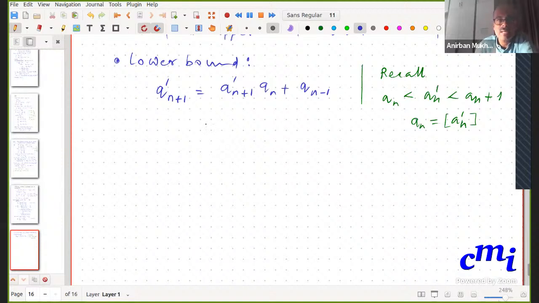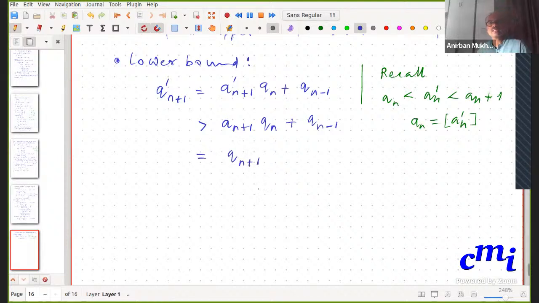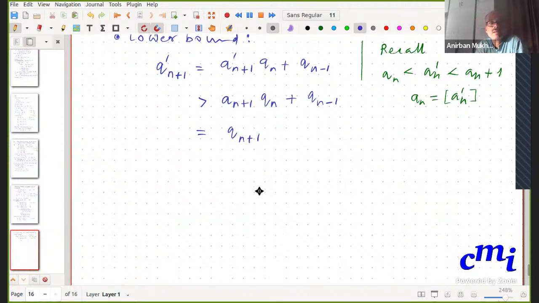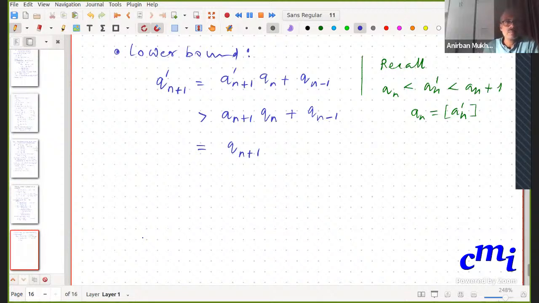So we are looking for a lower bound. This is an plus 1 qn. If I replace an dash by an, I get a lower bound in the strict sense, and this is nothing but qn plus 1, exactly the definition of qn plus 1, the denominator of the convergent. So we are happy with that lower bound. Now the upper bound.